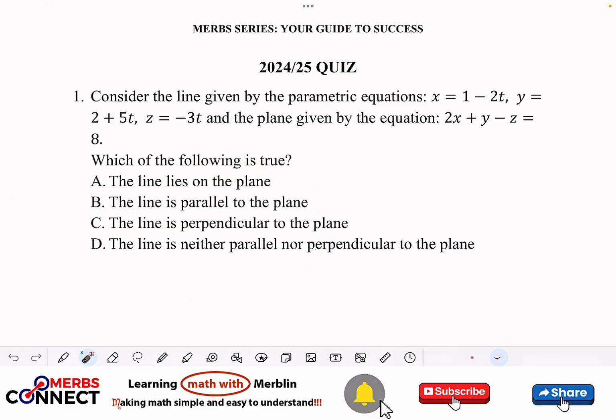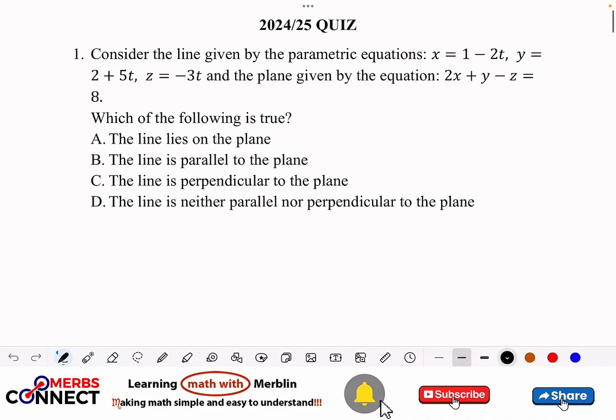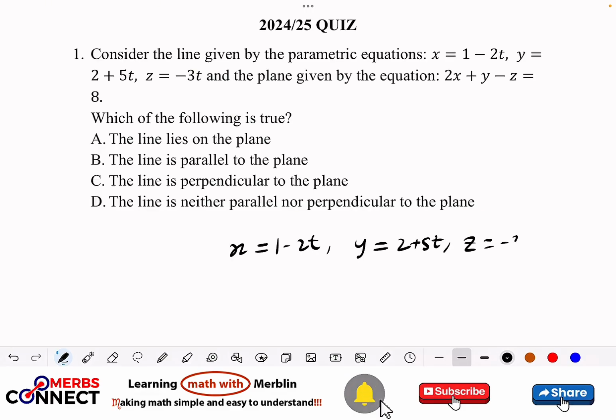So the first thing that we need to do is take them one by one. The first one is saying that the line lies on the plane. So let's check if it is true. For us to check if the line lies on the plane, we want to check if it lies on the plane entirely, right? So let's pick the first point that we have. We have x is equal to 1 minus 2t, y is equal to 2 plus 5t, and z is equal to minus 3t.